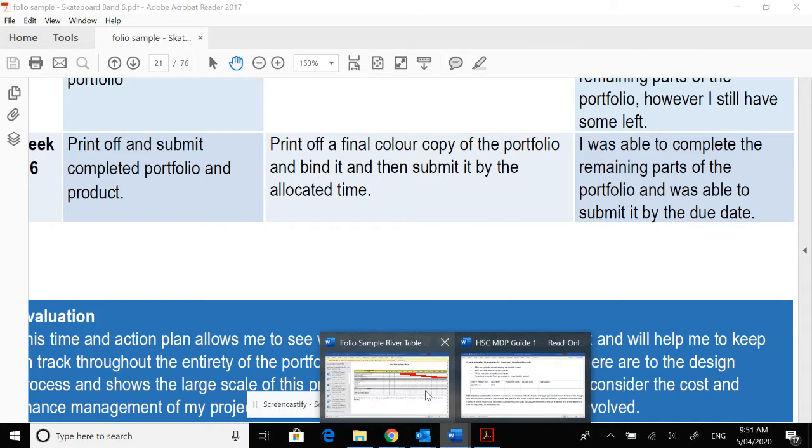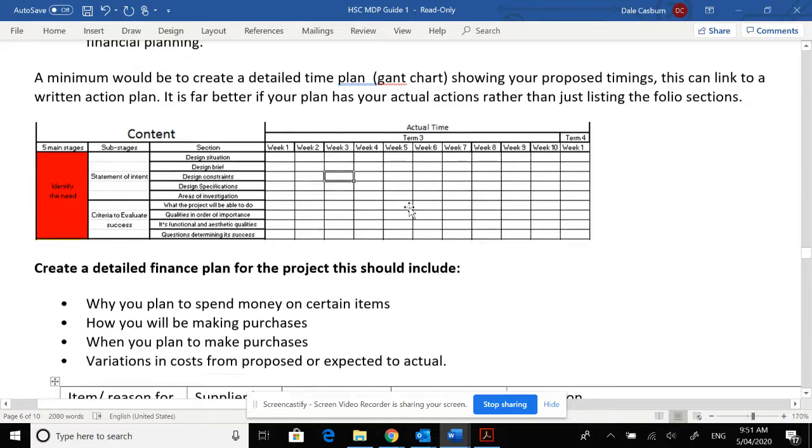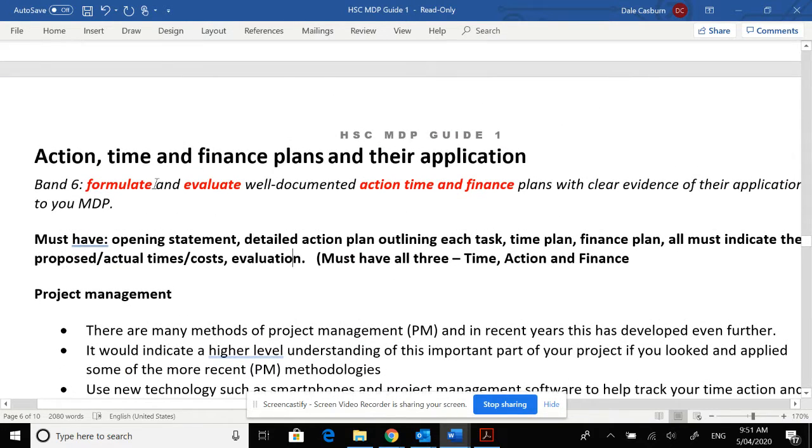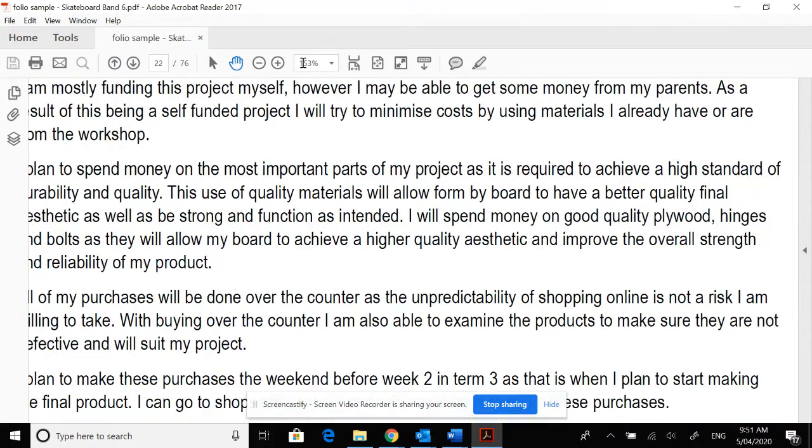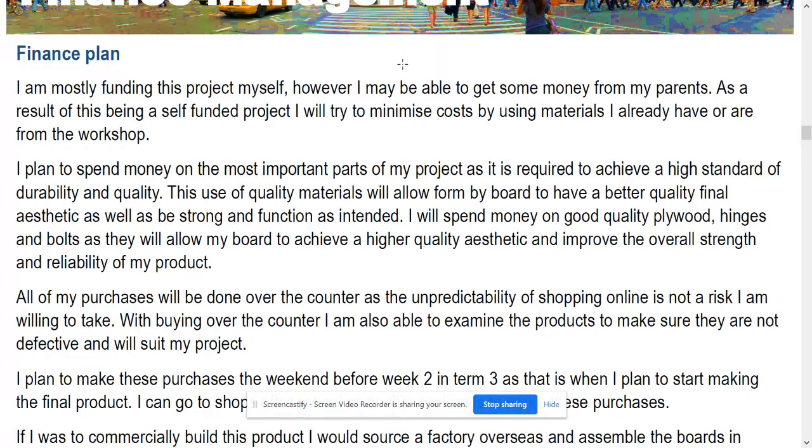We'll just go back and have a bit of a look. So we're trying to formulate. Essentially the students made a table. So they're formulating it. They're definitely evaluating it because we've got the evaluation section in there. Action, time, and finance. Yeah, sure. Let's just have a look at the finance plan for this particular project. Let's lift it up again.